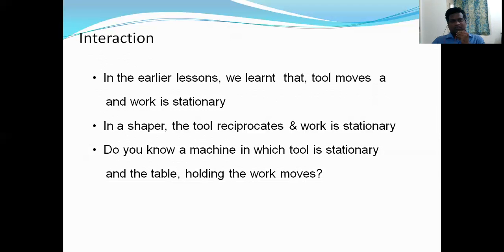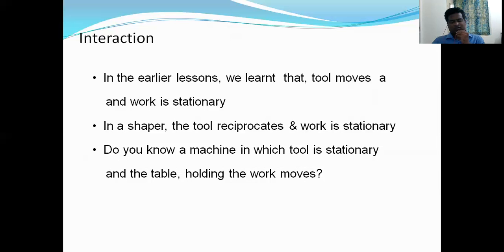The work table is moving. The work table, which is holding the workpiece, is moved, and the cutting tool is at a stationary position. Okay, so observe this point here. The work table holding the workpiece is moving, but the cutting tool is at a stationary position, right? The cutting tool is at a stationary position.